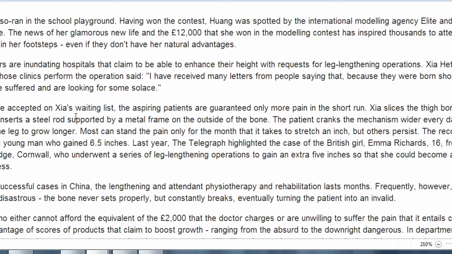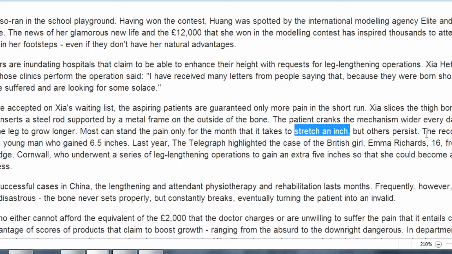Alright, patients grow. Patient strengthens the mechanism wider every day, forcing the leg to grow longer. Most can stand the pain only for 1 month. It takes a month to stretch an inch. Here we have this word, an inch, stretch an inch. Okay, let's read more. What other process? The record is held by a young man who gained 6.5 inches. Okay, but this is the record, right?